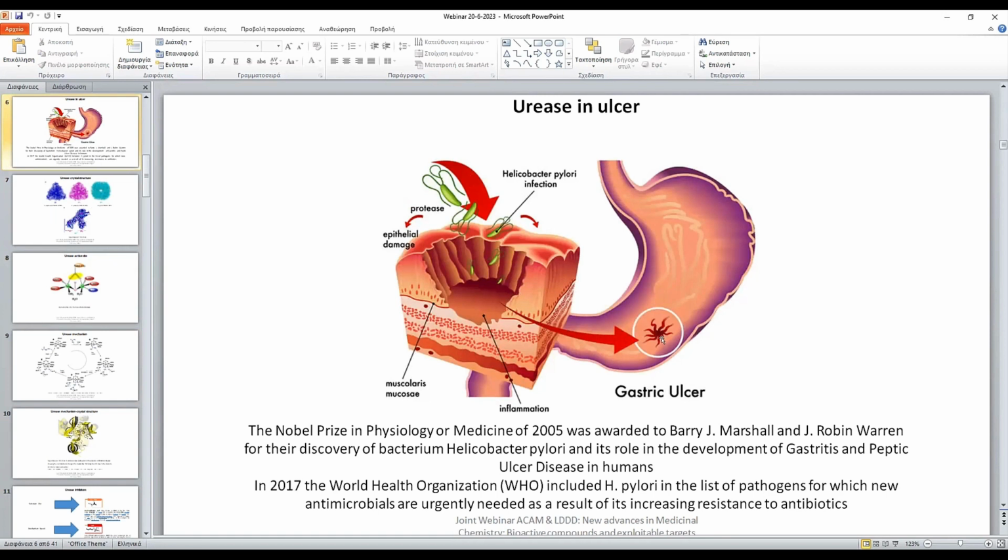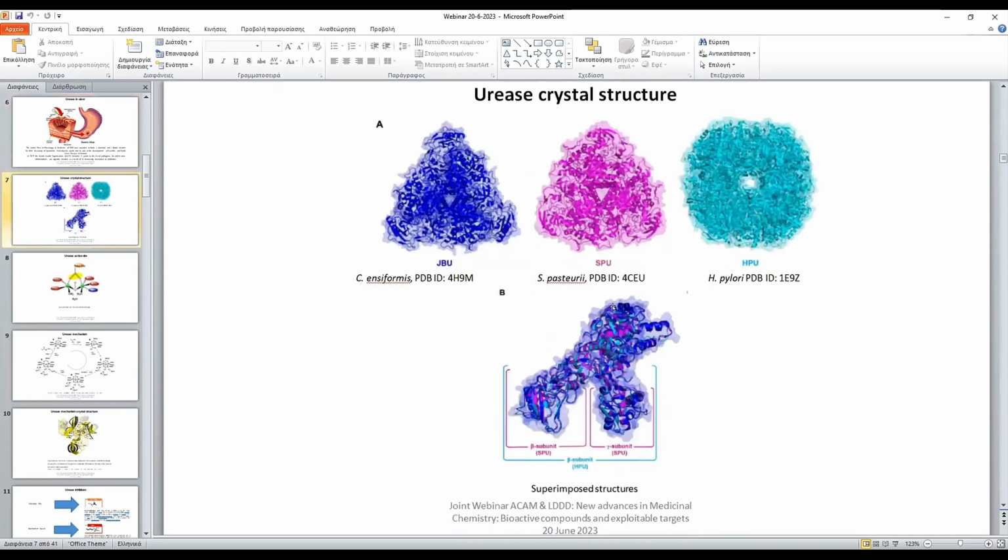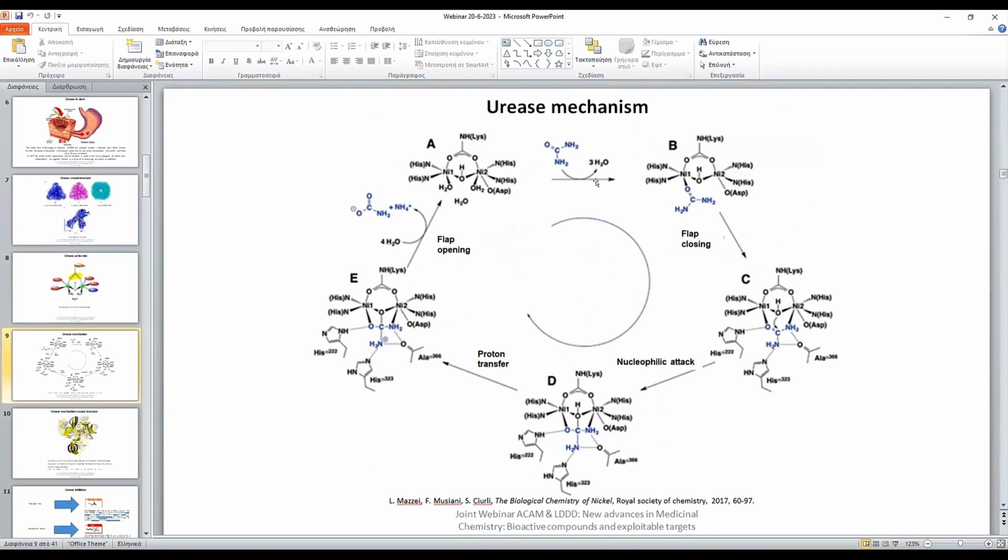If we go to the crystal structure of urease coming from three different sources, like Canavalia ensiformis, Sporosarcina pasteurii, and Helicobacter pylori, and we superimpose them, we can see that they are quite similar, and this means that they come from the same ancestor. The role of urease in ulcer, because it's quite important in my opinion, it's an infection, as I said, and this happens because of urease. The mechanism is quite important to analyze because it will be used in my presentation, because our inhibitors were based on the mechanism mainly. So I said at the beginning that this is the active site.